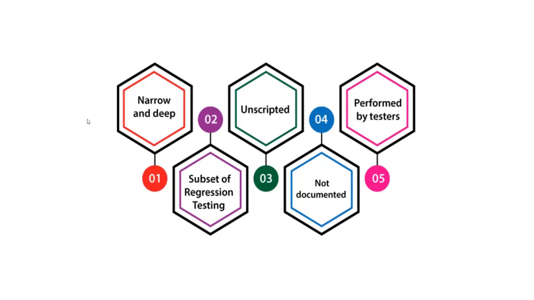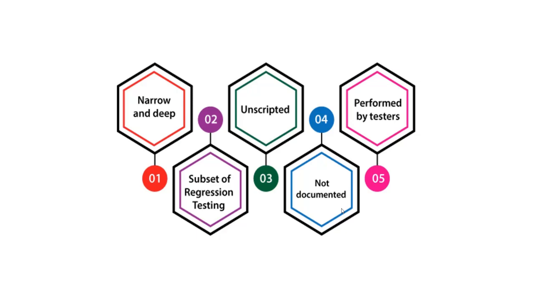So basically, these are the key features or main features of sanity testing: narrow and deep. It concentrates on one particular fix, and then you will perform deep testing on the particular defect where the issue was identified. Unscripted. It is performed by testers basically, and it is a subset of regression testing. We already spoke about it. It will not be documented. So these are the key features of sanity testing.